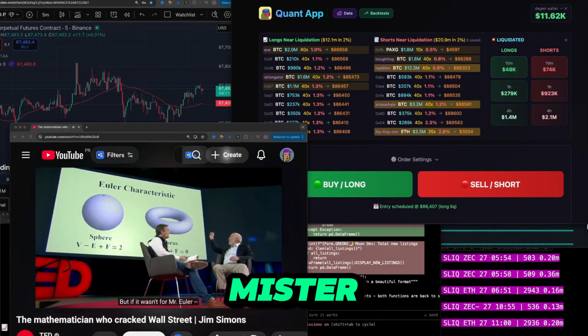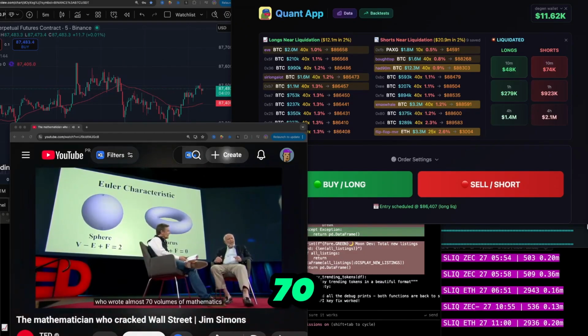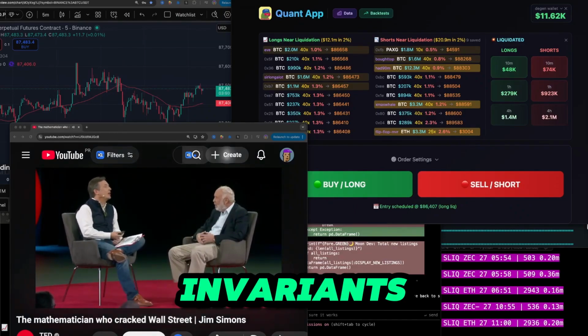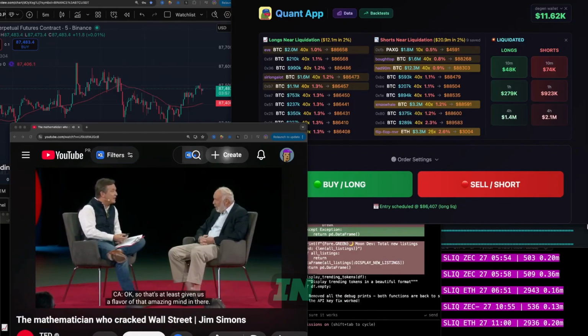But if it wasn't for Mr. Euler, who wrote almost 70 volumes of mathematics, had 13 children whom he apparently would dandle on his knee while he was writing it. So if it wasn't for Mr. Euler, well, there wouldn't perhaps be these invariants. Okay, so that's at least given us a flavor of that amazing mind in there.